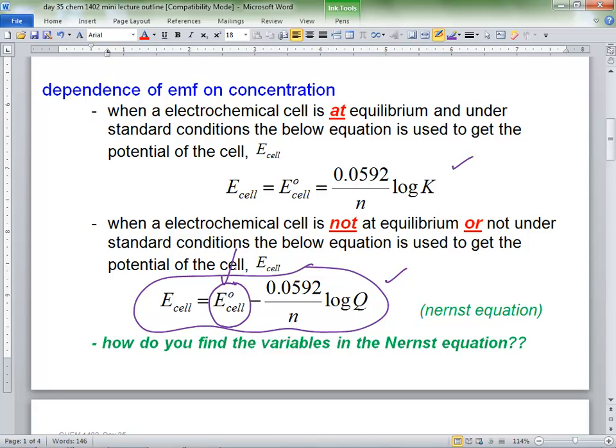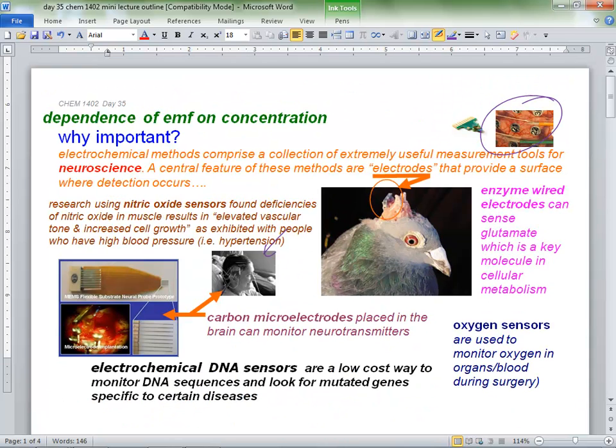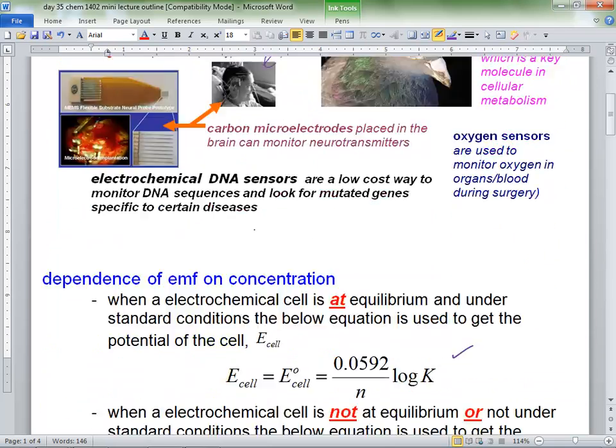E0 cell? From the table. From the table. This stuff. You're going to need a much bigger table. Or find out what E0 is yourself. Set up standard conditions with glutamate, right? And see what the half reaction is. And measure the standard potential. Make your own table. So you can get these E0 numbers.